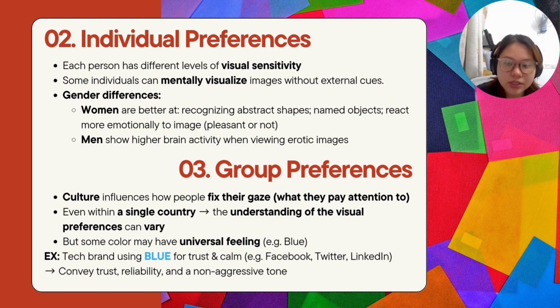And companies really apply this insight in the visual image of their brands. For example, technology brands use blue for trust and calm, like Facebook, Twitter, or LinkedIn. These platforms use blue to convey trust, reliability, and a non-aggressive tone, which is important in a social interaction space. And lastly, people tend to have stronger feelings about certain colors, and these emotional reactions influence how they respond to visual elements too. So that is one to notice.